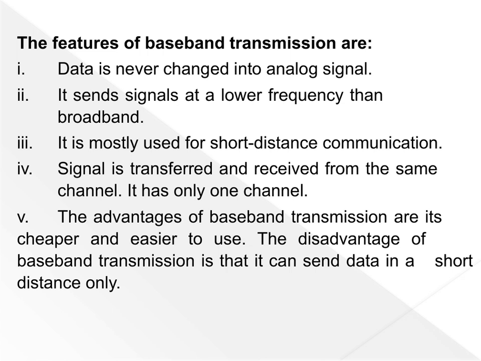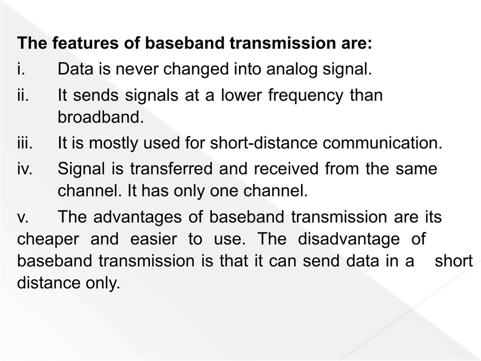Speaking of which, baseband transmission is mostly used for short-distance communication, such as within a local network or between close devices. Another important aspect is that the signal is transferred and received through the same channel, which means there's only one channel involved. This simplifies the design, but also limits the transmission distance.